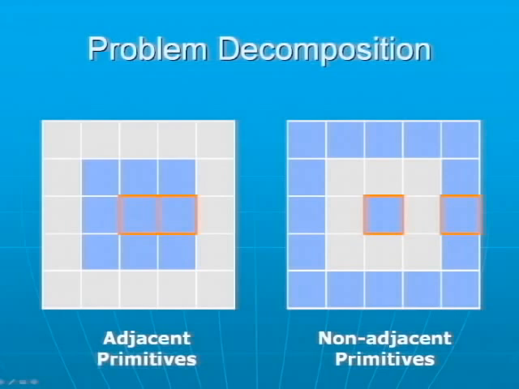We decompose the problem into checking for possible interference among adjacent primitives as shown on the left and non-adjacent primitives in the mesh as shown on the right.